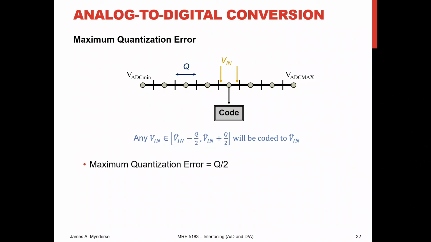So if we have that code, then we know that our input voltage was somewhere in that range of V hat plus or minus Q over 2. So Q over 2 is what we call the quantization error.